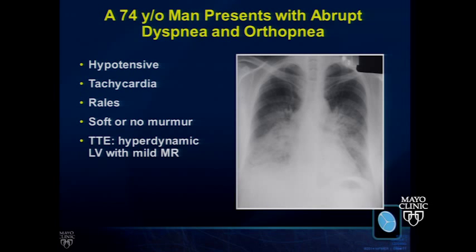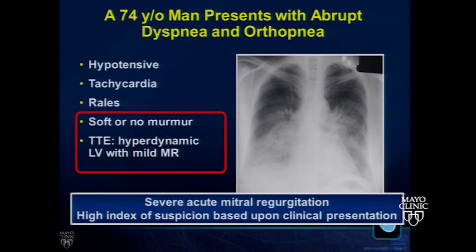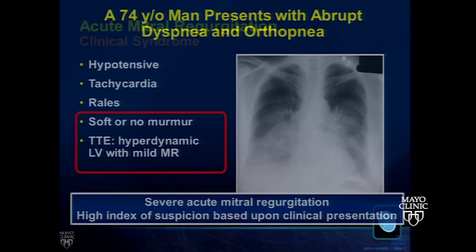Now, if you have a patient who's crumping, who's got a hyperdynamic left ventricle, who's got severe heart failure, you're thinking what? What you're thinking is the fact that you're going to be fooled with the TTE and no murmur, and this person has severe acute mitral regurgitation. And your diagnosis has to be based upon the clinical presentation, giving you a high index of suspicion.